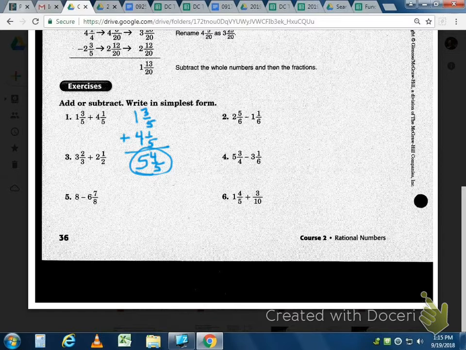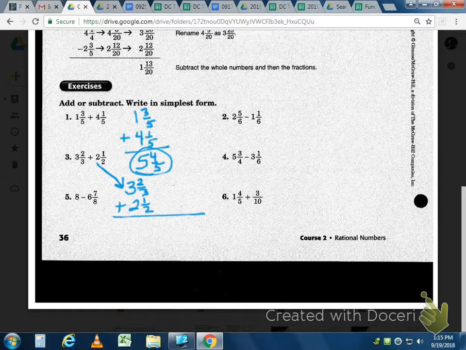All right, now let's do number 3 next. I'm going to move it down here. It is 3 2/3 plus 2 1/2. That one doesn't have a common denominator, does it, Caden? No, it does not. So what would be the common denominator of 3 and 2? It would be 6.